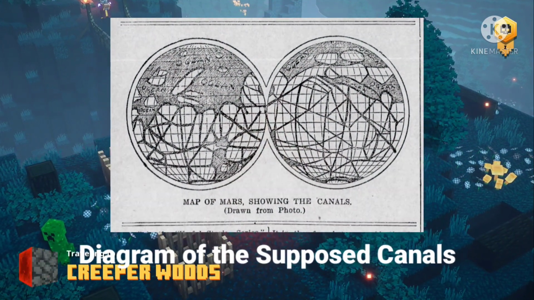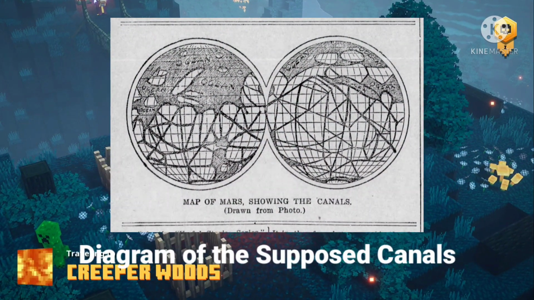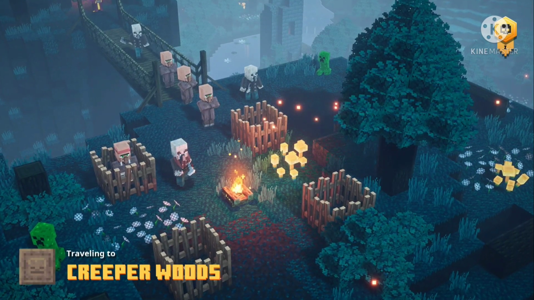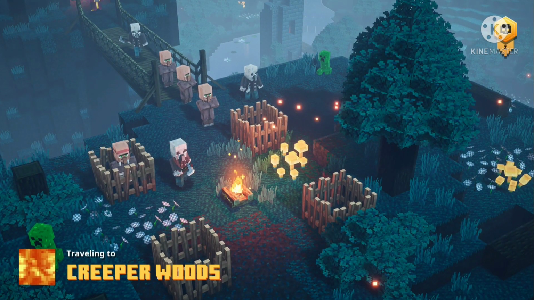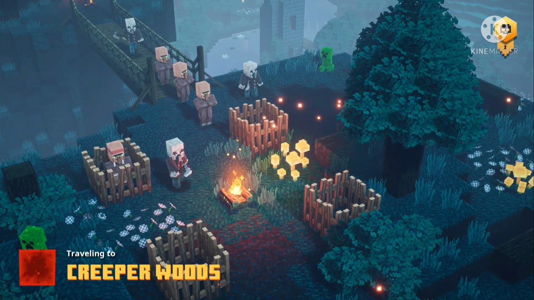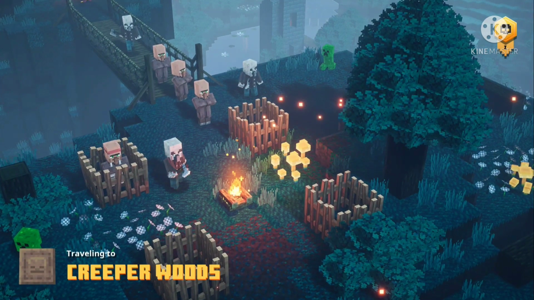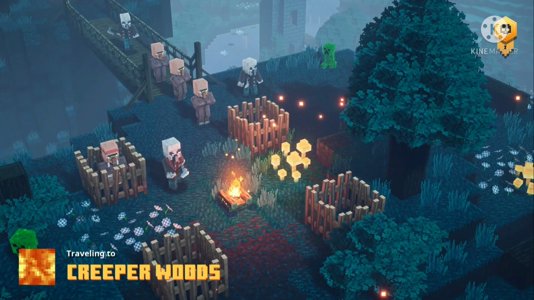These channels were long straight lines that stretched across the surface but were not able to be viewed accurately due to the telescopes available at the time. In recent years, the channels have been confirmed to be an optical illusion and may have been tracks left by dust devils on the surface.